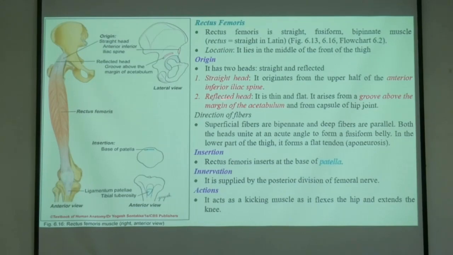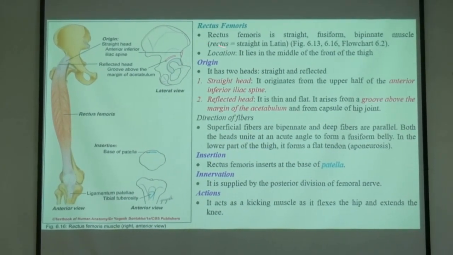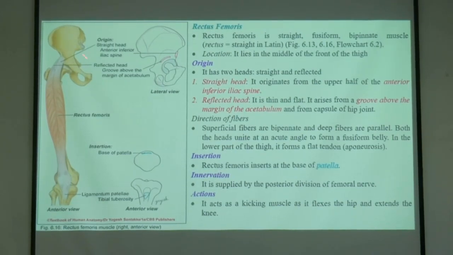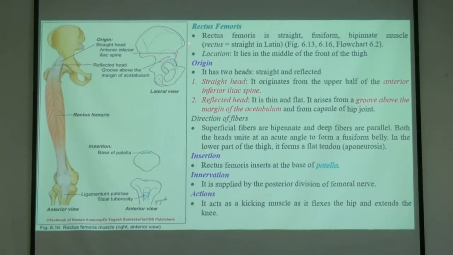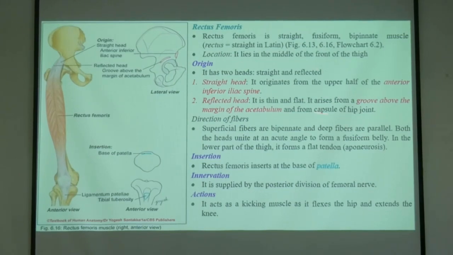So rectus femoris is a straight, fusiform, bipinnate muscle. Rectus means straight in Latin. Where is the location? It lies in the middle of the front of the thigh. Origin: it originates by two heads, the straight head and the reflected head. See here, these are the two heads joining. Here is the straight head from the anterior inferior iliac spine, and here is the origin of the reflected head, from the groove above the margin of the acetabulum, and from the capsule of the hip joint.